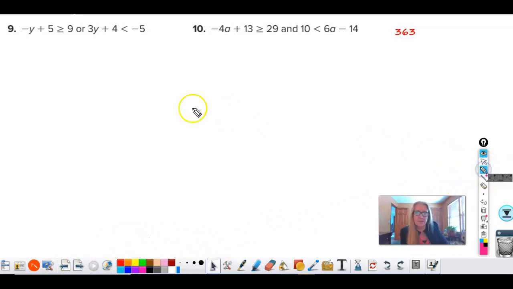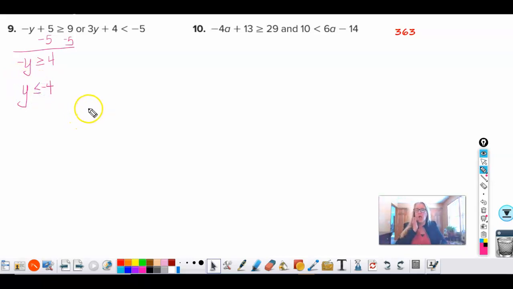Back to pen. All right, number 9, I want to get y by itself, so I'm going to start by subtracting 5 from both sides. You know what? I think I like this drawing tablet better. It's easier to control. Negative y is greater than or equal to 4. Now, I need to make this a positive y, though, so I'm going to have to multiply both sides by negative 1. When I do that, I'm going to need to flip the sign. And this becomes a negative 4.